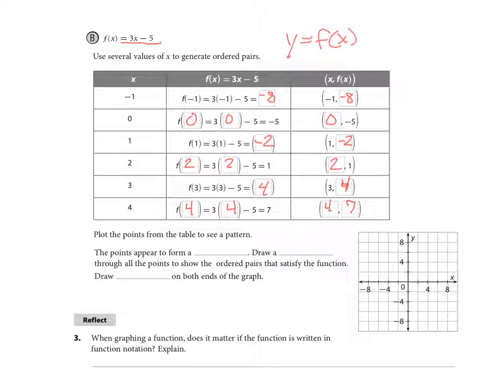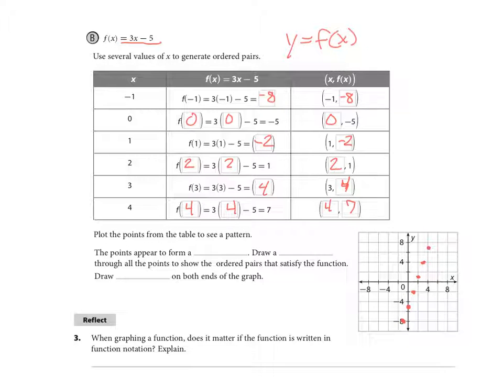So now that we have our points, we want to plot these points from the table on the graph, and then we want to answer these questions. So we go ahead and plot the points on the graph. Now again, since this is a domain of all real numbers, this will be a continuous function. So I have the point, again, our scale here is 2, -1 and -8. And then I have 0 and -5. Now I have 1 and -2, and 2, +1, 3 and +4, and then finally 4 and 7.